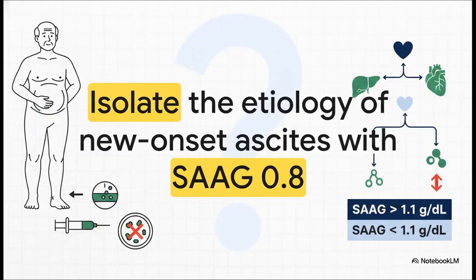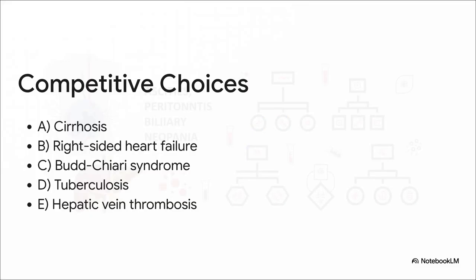Let's apply this in an integrated assessment. Consider an older patient presenting with new onset ascites. Fluid analysis reveals a SAAG of 0.8 grams per deciliter and a definitively negative cytology screen. Your task is to isolate the underlying etiology. Evaluate these 5 highly competitive choices. You'll notice how the first 3 and the last option heavily bait you toward the most common mechanisms of portal hypertension. This is designed to test your strict adherence to the SAAG paradigm in the face of high-noise distractors.